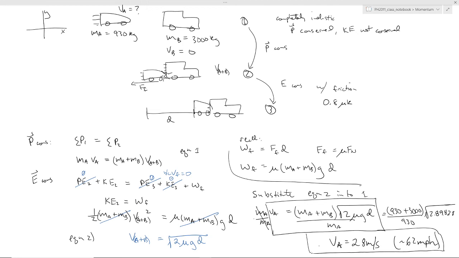And as you get farther, you're going to have to develop your skills in figuring out which concepts you need to apply in which situations. So hopefully this problem helps you solve similar problems that you see in the homework.